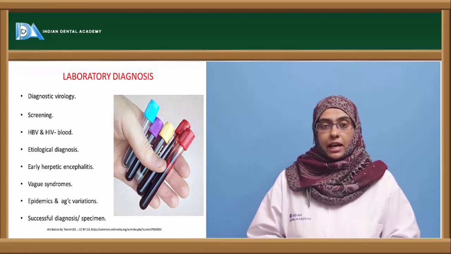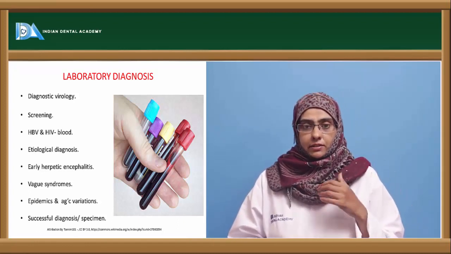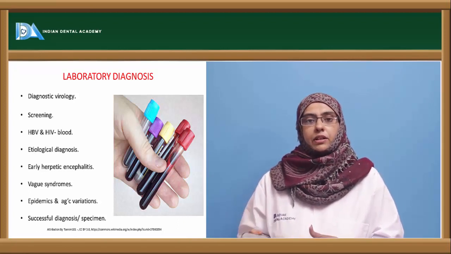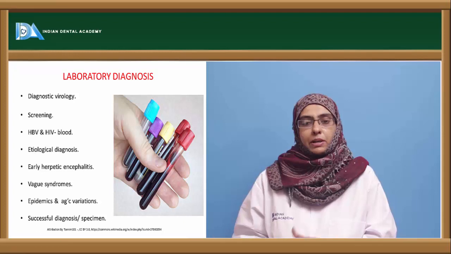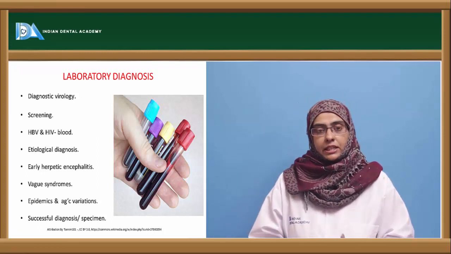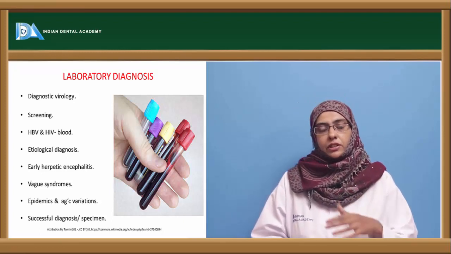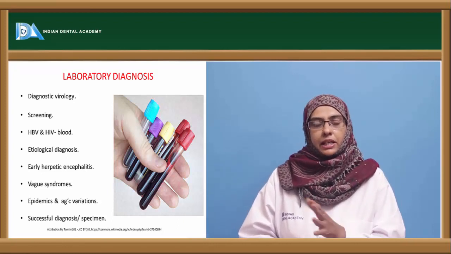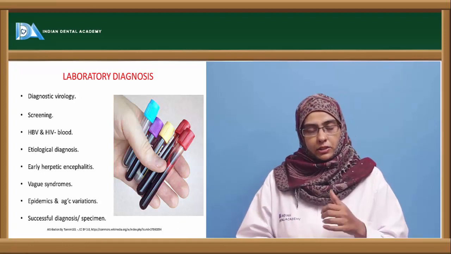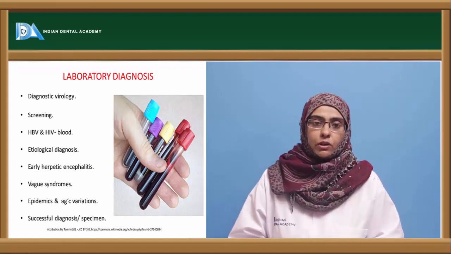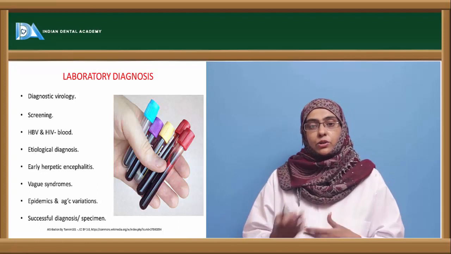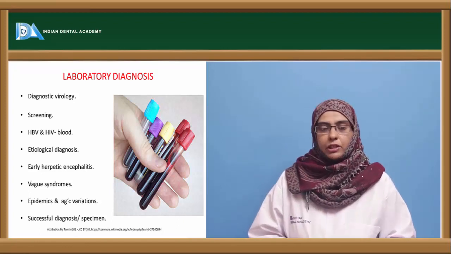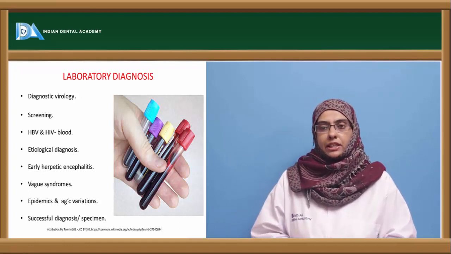Next, the etiological diagnosis of the viral infection helps us in early therapy or treatment, to prevent the spread of the infection from one part of the body to another. Next, the lab diagnosis or diagnostic virology helps us go with early treatment of conditions such as encephalitis, and also helps in identifying vague syndromes caused by the organism and new syndromes that are produced by the organism due to antigenic variations. Apart from that, you can also identify the epidemic and the antigenic variation.